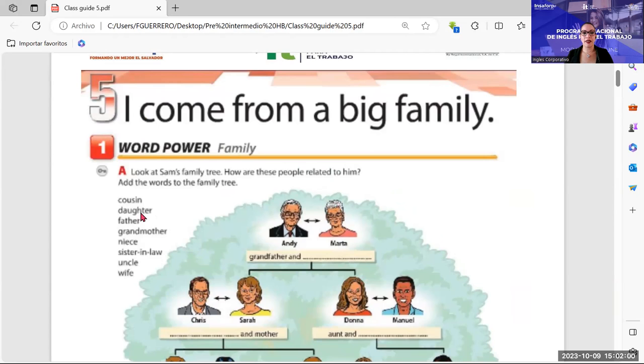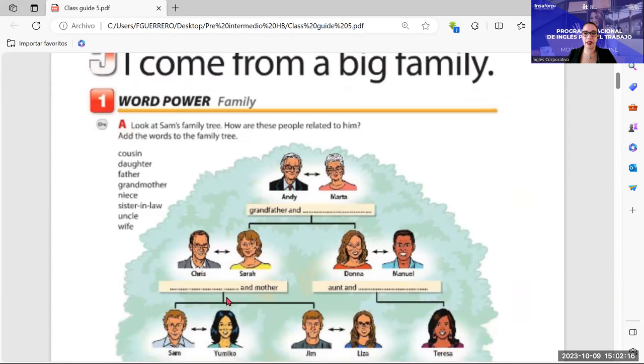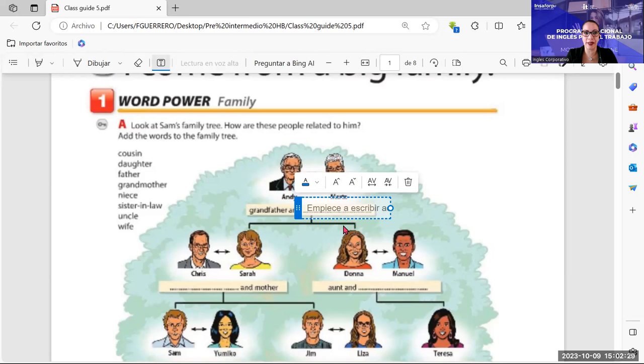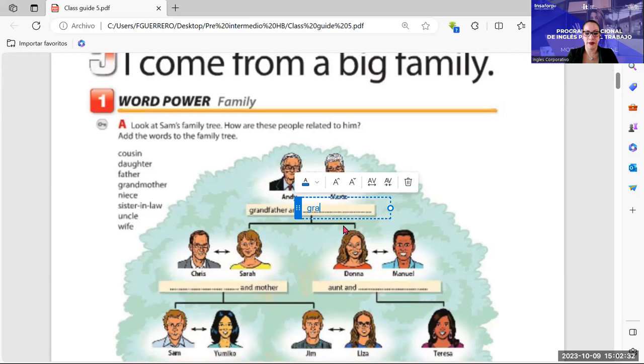Cousin, daughter, father, grandmother, niece, sister-in-law, uncle, wife. This is the vocabulary that we should place here. We're corresponding. We have here grandfather and, exactly, grandmother. Let us write it down. Grandmother. No space. Grandmother.